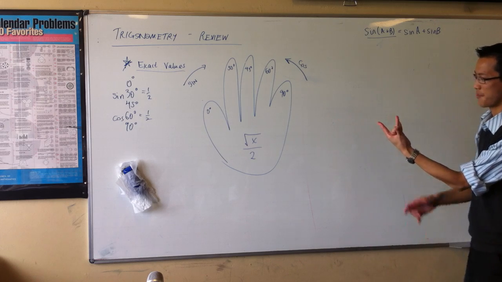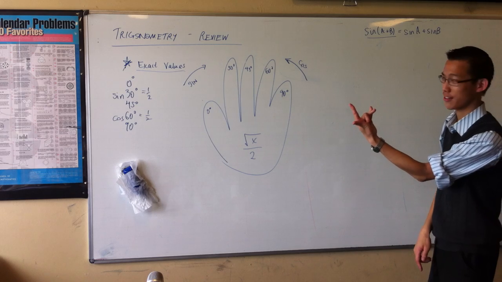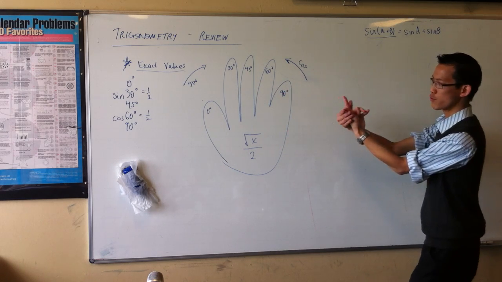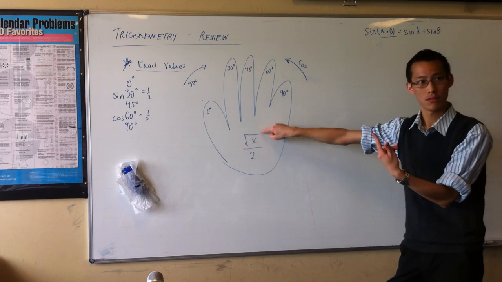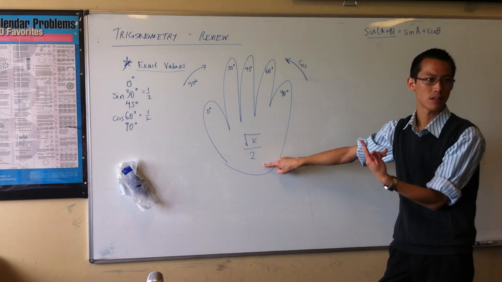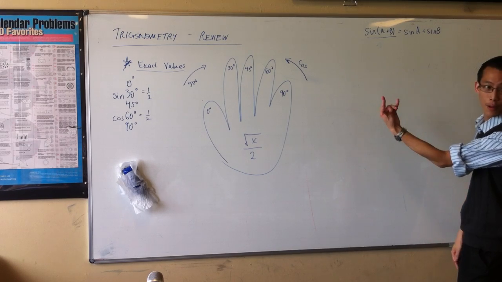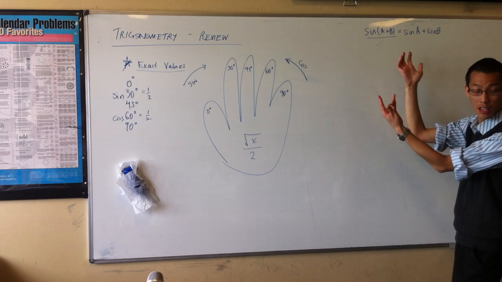Let's do one more. Rock on! Okay, so I want to do 45 degrees. Sine of 45, what is it? It's root 2 on 2. Root 2 on 2. That's 1 on root 2, isn't it? I just took out a factor of root 2. And of course, because I got the same number of fingers on both sides, sine 45 and cos 45 are the same. Does that make sense?